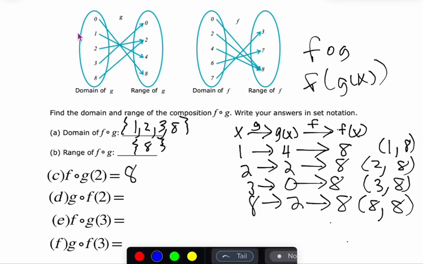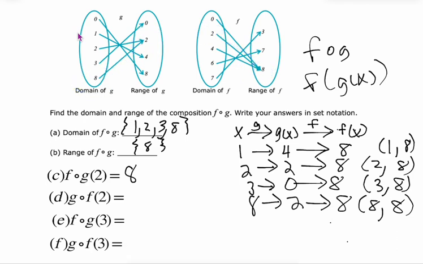Let's do this one. This time we're starting in the F function. So we're going to put 2 in the F function. We get 8. We bring 8 over to the G function. It connects to 2. So the answer is 2.